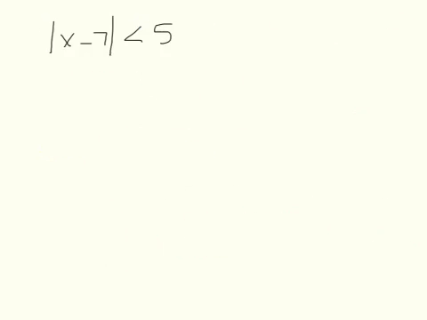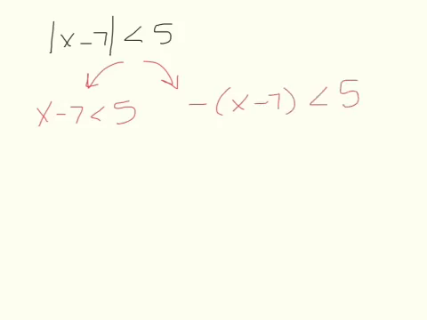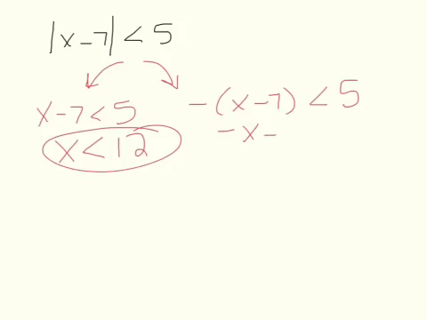So let's go ahead and do an example of solving an absolute value inequality. The first step, just like with the equations, is we isolate our absolute value part, which it is isolated over here. So then the second step is to split it up into its two parts. We have x minus 7 is less than 5, and then we have negative x minus 7 is less than 5. So these are the same steps as the equations, it's just we have an inequality sign.